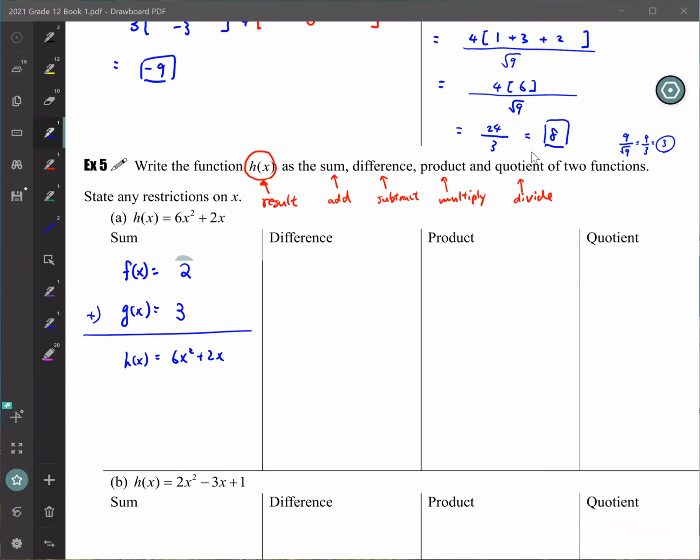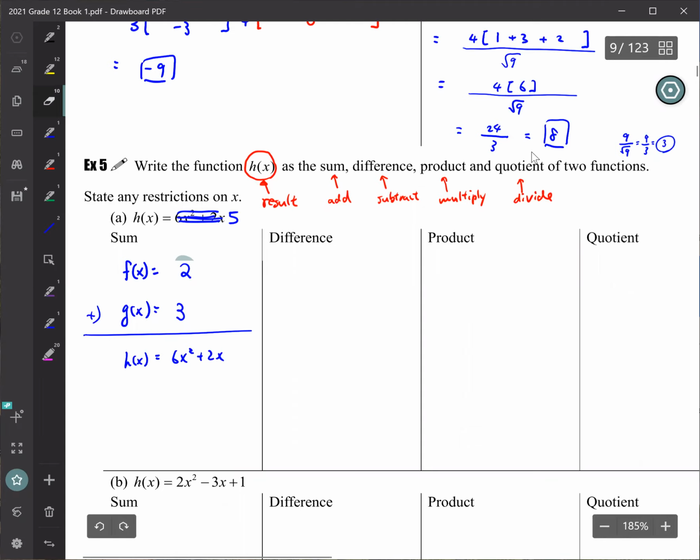Okay, so do they add up together to equal 6x squared plus 2x? That doesn't work, right? Because if you just add them up, 2 plus 3 only gives you 5. If I changed the question and said 5, then you would be right. But the function has x, so you probably should have x in your choice of functions.